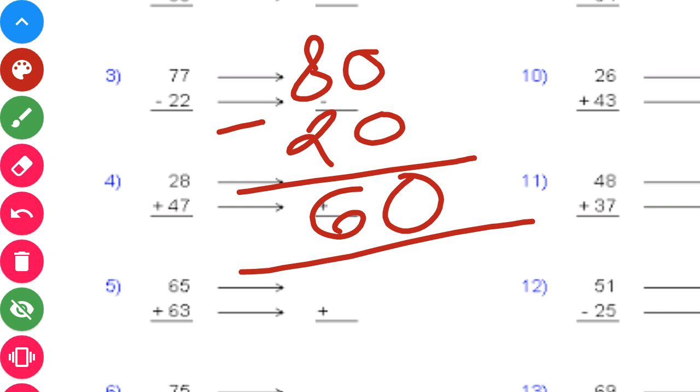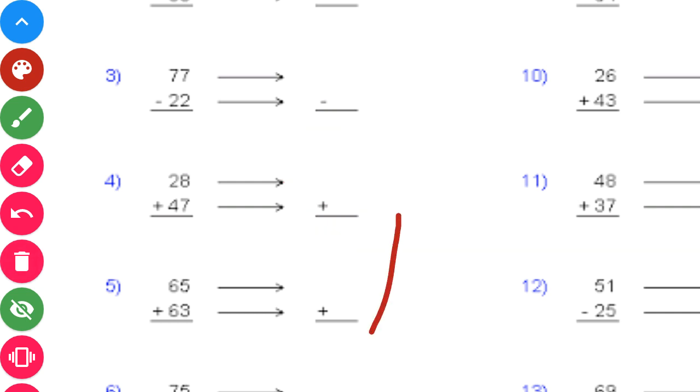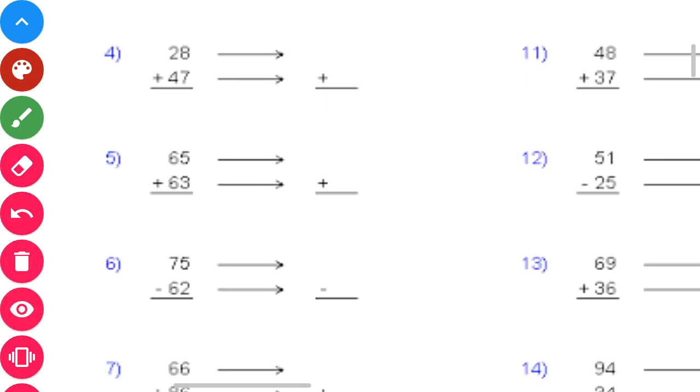Okay, good. So now have you got it? Have you understood this? Okay, now the next question. First you will do that question and then I will explain you the answer.